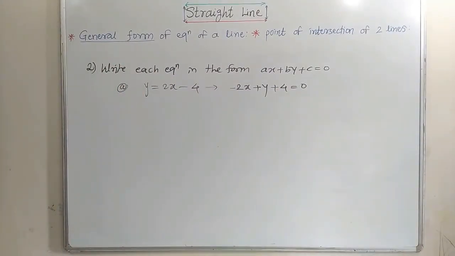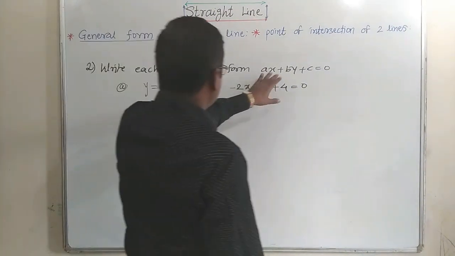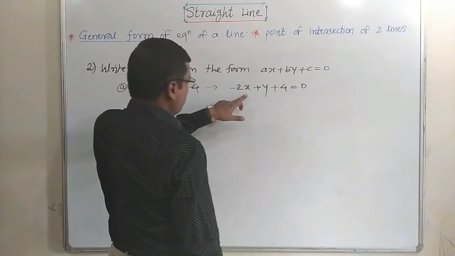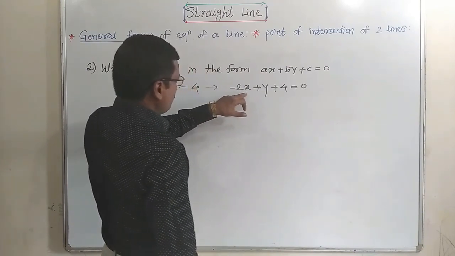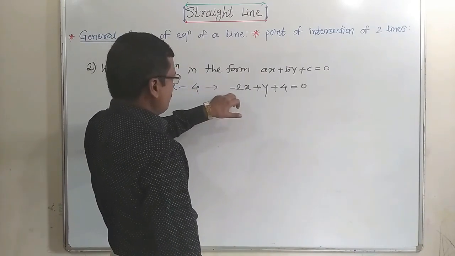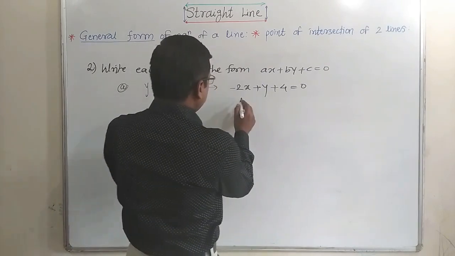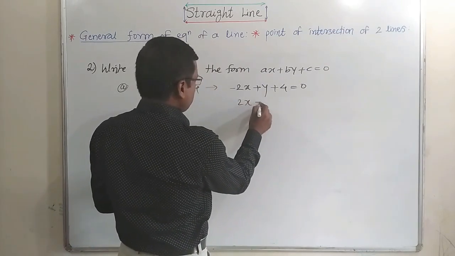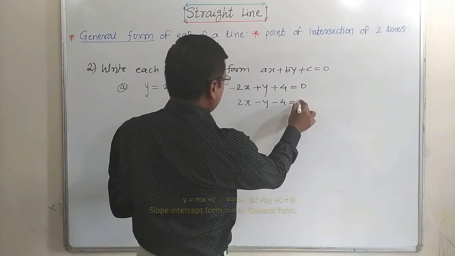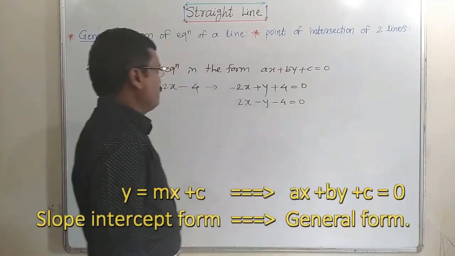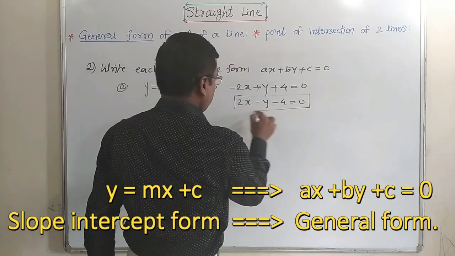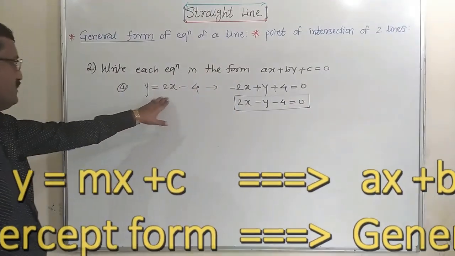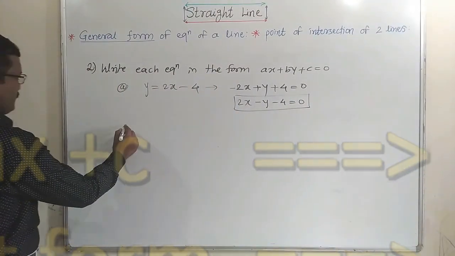Actually, this is the general form of this equation of line, but by convention we will always write the coefficient of x as positive. That's why we will write this equation as 2x minus y minus 4 equal to 0. That means we have changed the sign of each term. So this is the general form of this line, which was in slope-intercept form. Let us see another one.